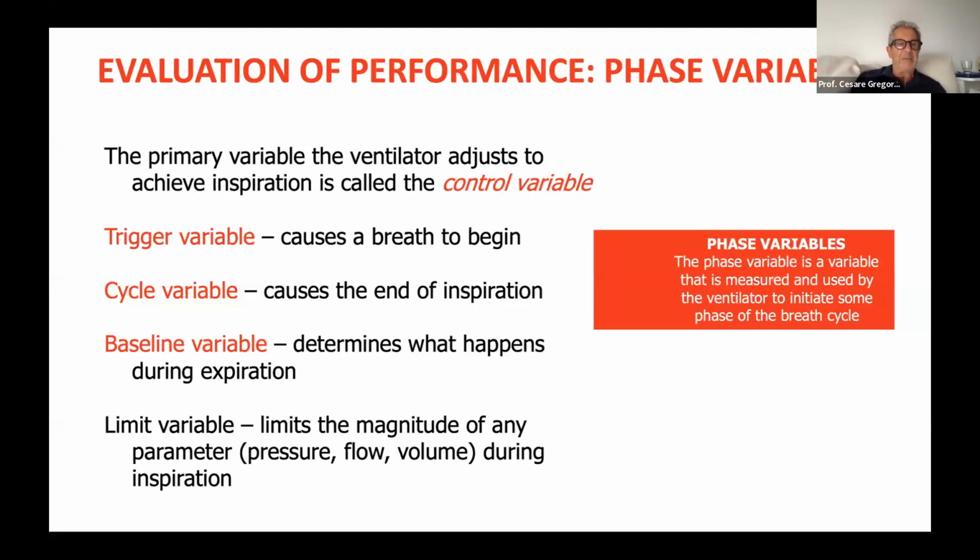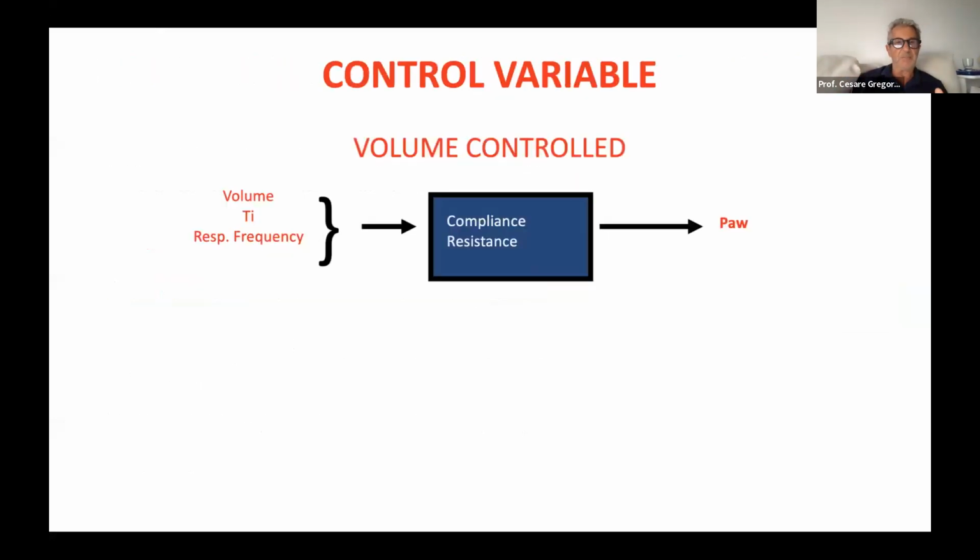Then we have the baseline variable that determines what happens during expiration. It can be zero pressure or a given end-expiratory pressure. Then we can also have a limit variable, which is less important, but limits the magnitude of any parameter. For example, the maximal pressure during volume control, or the maximum time during pressure support ventilation.